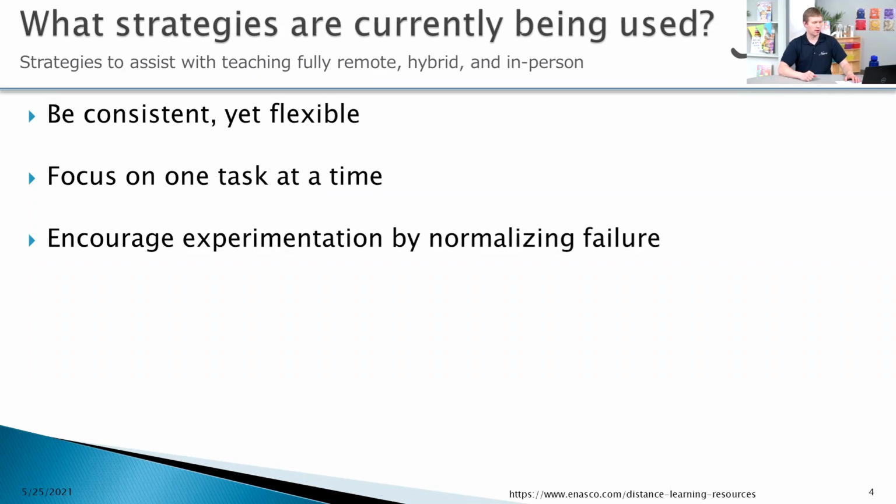Then, of course, encouraging experimentation through normalizing failure. So one of the things that happens is that failure in my mind kind of restricts learning. So no one wants to fail. That idea of like, oh, I don't want to look dumb in front of my class, or I don't want to feel like I'm not participating because I don't feel like I'm smart enough to participate. That failure mindset can really have an effect on the student's outcome. So we want to normalize failure, saying, yes, it is okay to fail.